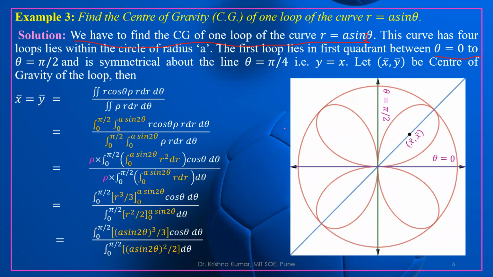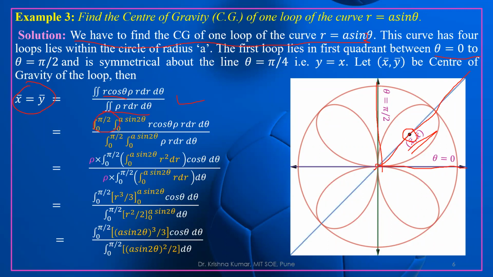Okay. So again, if you want to find out the center of gravity of this loop, clearly here it will pass through the line y is equal to x. So for line y equal to x, the center of gravity x coordinate and y coordinate both will be same. So we are putting x bar is equal to y bar, and now double integration r cos theta rho r dr d theta, exactly the same as what we have done in the previous example. Now what about the limit of the integration? If you see the first loop, the limit of theta is 0 to pi by 2. And what is the limit of r?